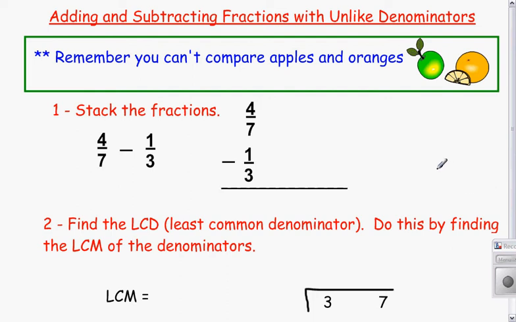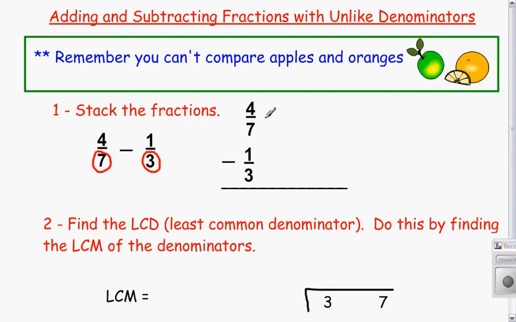Today, our focus is going to be adding and subtracting fractions with unlike denominators, where the denominators are different. I want you to think of the saying, you can't compare apples and oranges. They're two totally different fruits. Same thing with fractions. You can't compare fractions with different denominators because they're totally different.